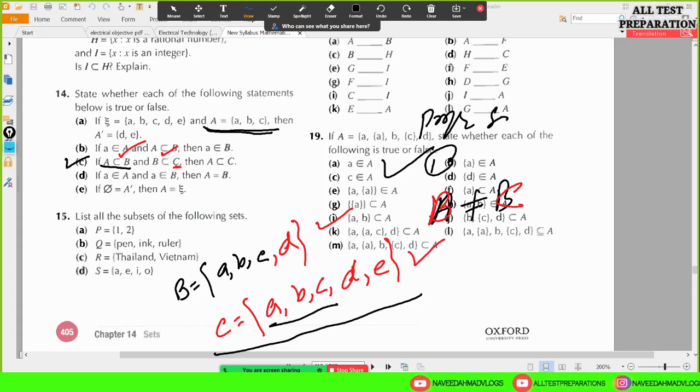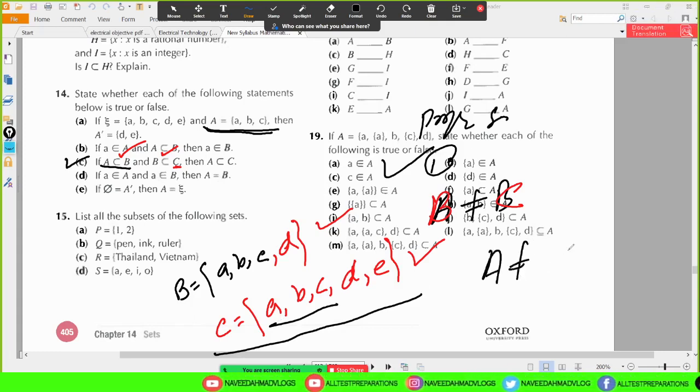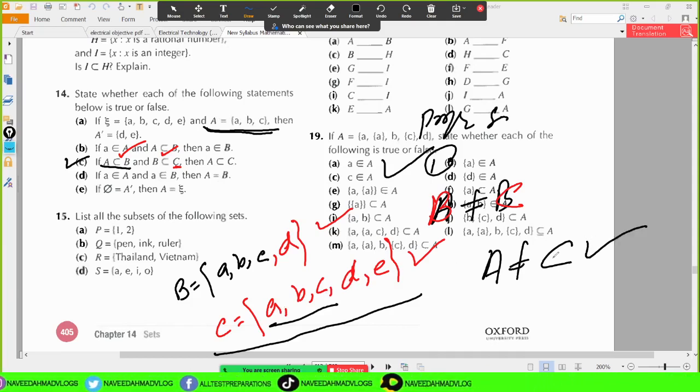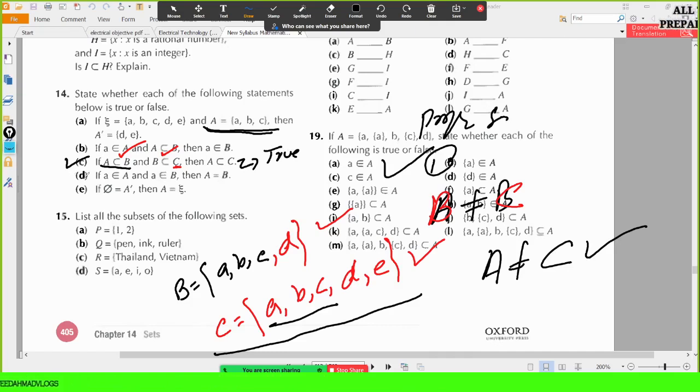And the second condition for a proper subset is that the number of elements in set A will not be equal to the number of elements in set C. In set A we have A, B, C. And in set C we have A, B, C, D, E. Yes, it's also satisfying this second condition for a proper subset. So yes, this is also true. Now part D.